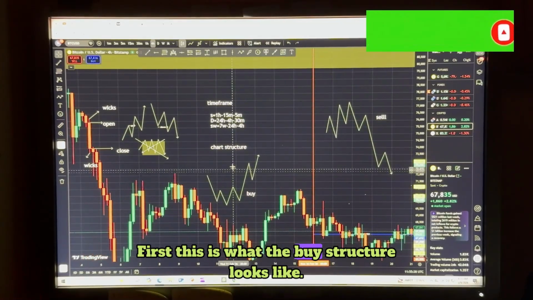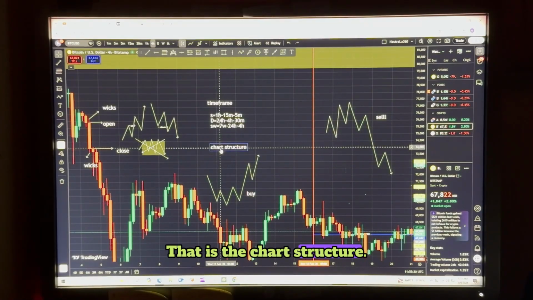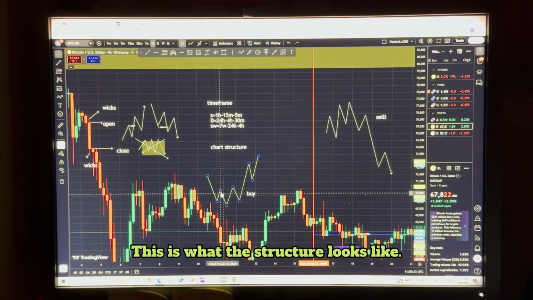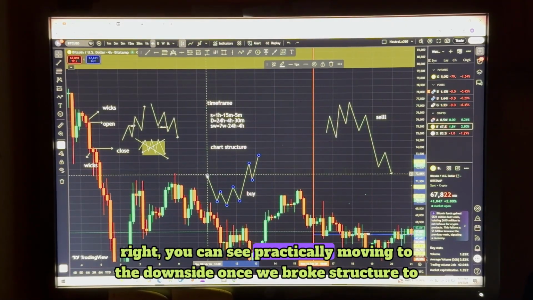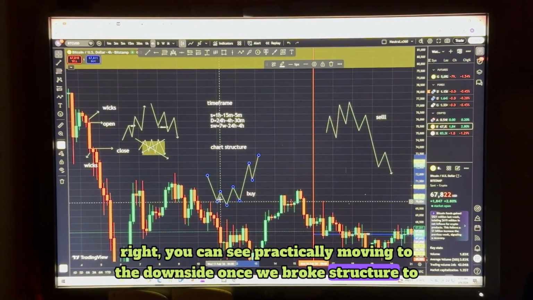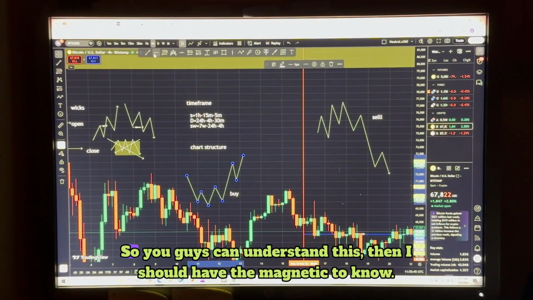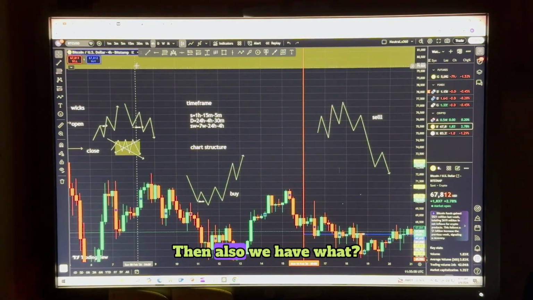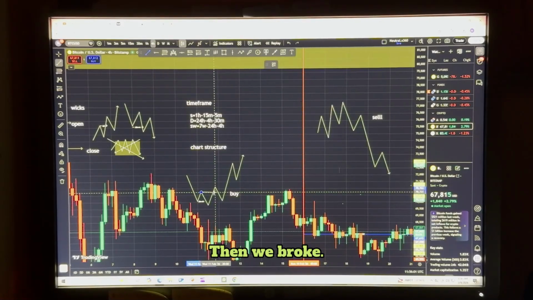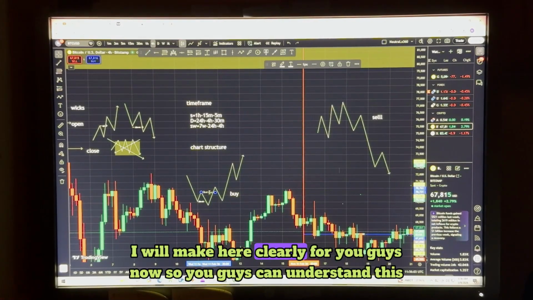This is what the buy structure looks like, that is the chart structure. If we are going into a down phase, you can see price clearly moving to the downside. Once we broke structure to the downside, I think I need to leave it like that so you guys can understand this. I should have the magnetic tool now. Then we have the down, then we broke. I'll make it clear for you guys now so you can understand this properly.